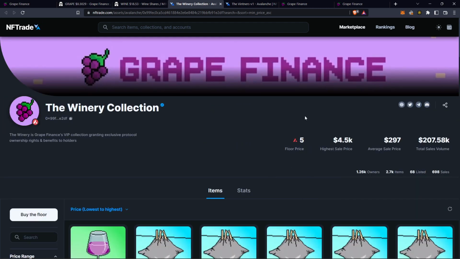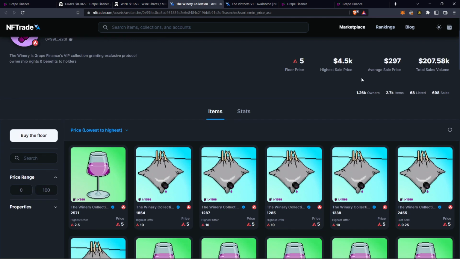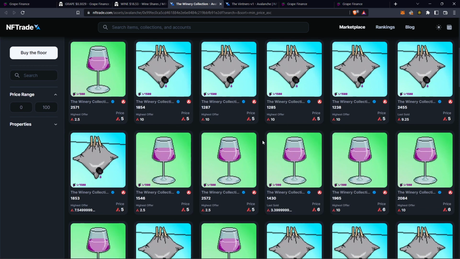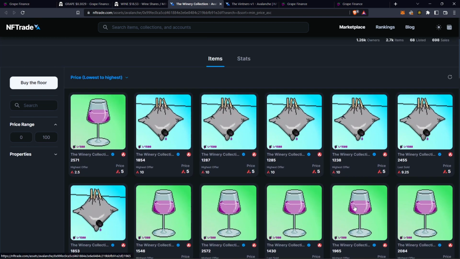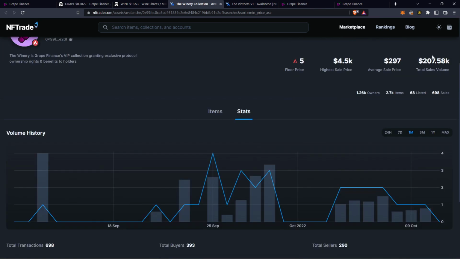For now, the floor price of the Winery collection is sitting at 5 AVAX compared to the last week of 3.9 AVAX. Again, like I mentioned in the previous recaps, there are some pretty good deals right here. And like the saying goes, the beauty is in the eye of the beholder. So if you have some spare AVAX, then buying one of these NFTs would be a good option right now. Again, if you want to delve deeper into the technicals of these NFTs, you can always check out this stats section. That's it for the Winery collection NFTs.